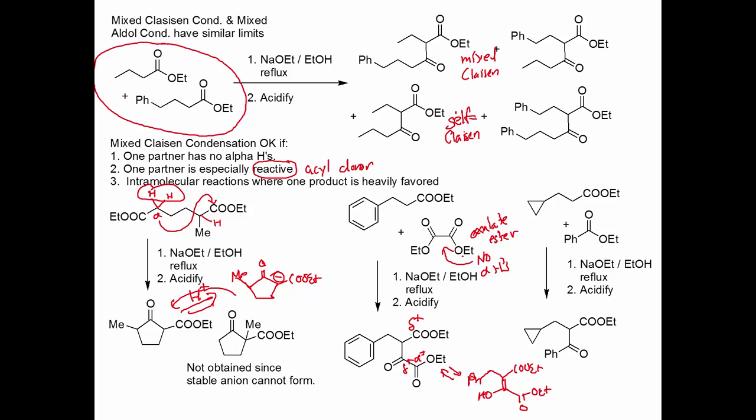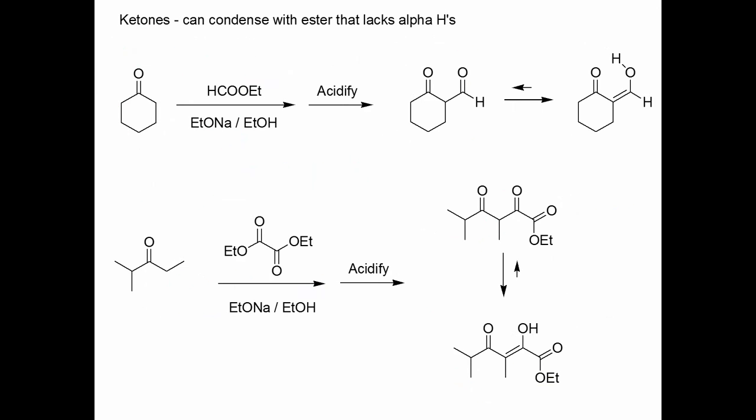Okay, here again, benzoate esters also have no alpha hydrogens. So they can only serve as acyl group donors, and they can't serve as the carbanion source. So the product that we're going to get from this Claisen condensation is the product that you see here, the beta keto ester shown here. And again, this arises from essentially making the anion here and having it attack there and doing the other steps of our Claisen condensation. All right, so ketones can condense with an ester that lacks alpha hydrogens as well.